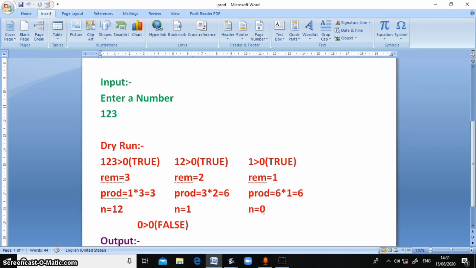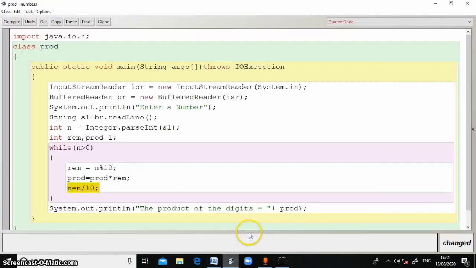1 divided by 10. N was 1. 1 divided by 10, the quotient is 0. Now 0 is stored in n. 0 greater than 0? No, this condition is false. So it exits the loop and executes the rest of the lines.